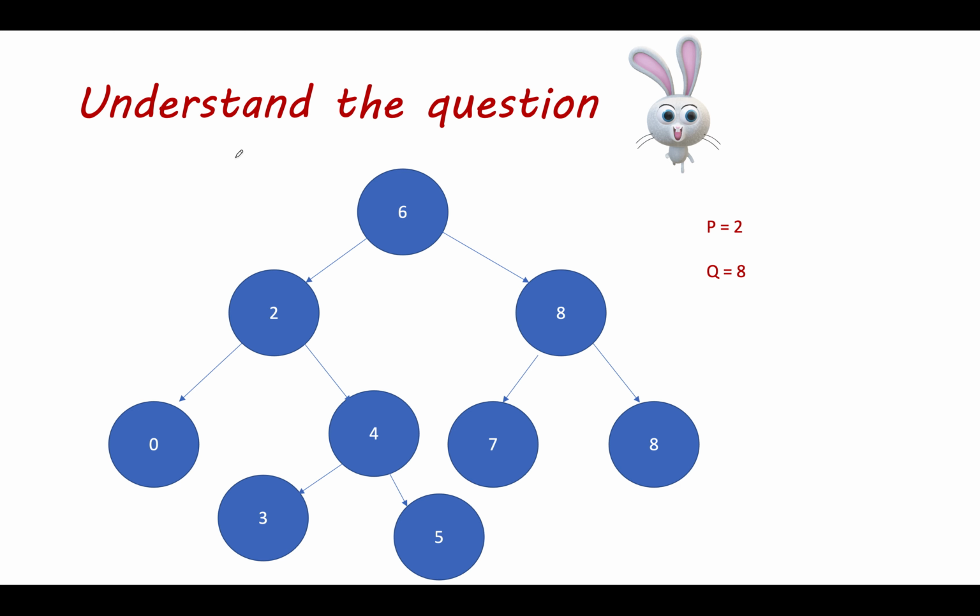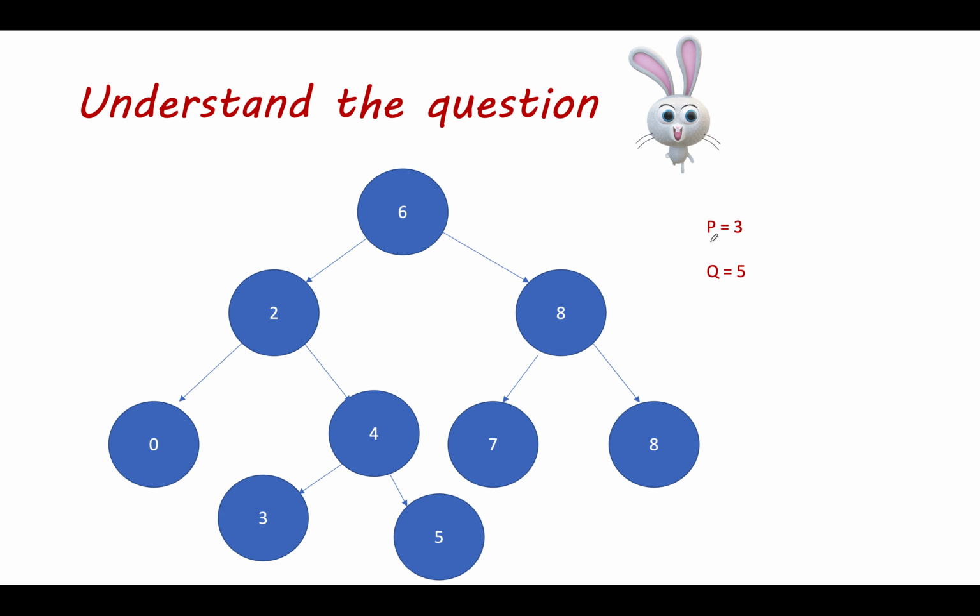So let's get started. This is a tree that is given to us, and P and Q nodes are something like this: 2 and 8. 6 is the node that is within the range of 2 comma 8. So this is the first node in the tree that lies within the range of 2 comma 8, and 6 becomes the answer. So let's move ahead with another example.